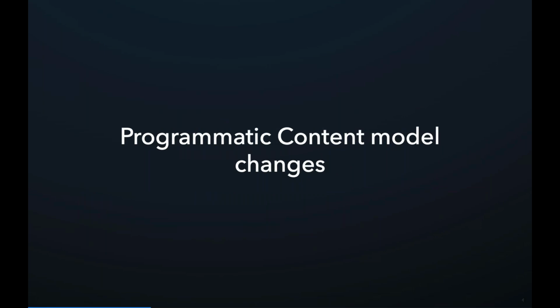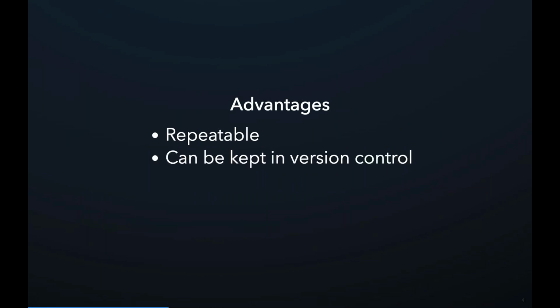Using this tool allows you to make programmatic content model changes, which I think is really awesome because it gives you a bunch of really cool advantages. It's repeatable. You can do that content migration as many times as you want. You can throw it into your version control, code review it, send it to your teammates. You can do sanity checks, review it, and you can use that command line interface to apply it.